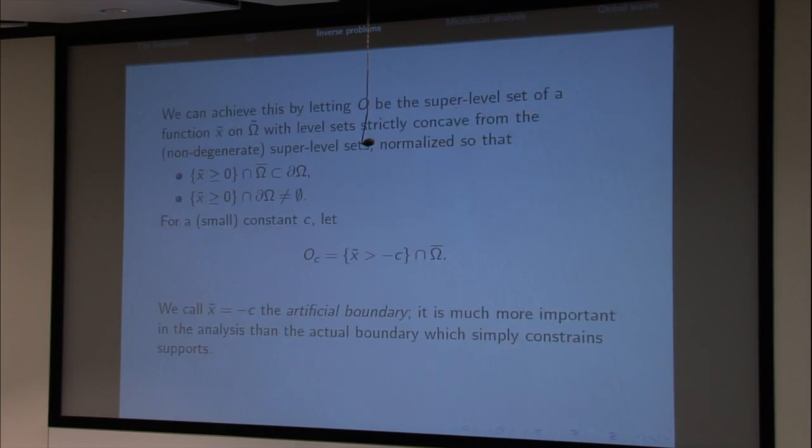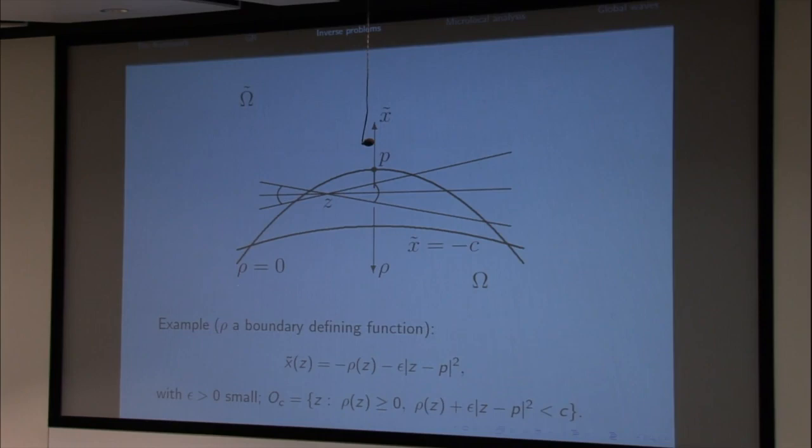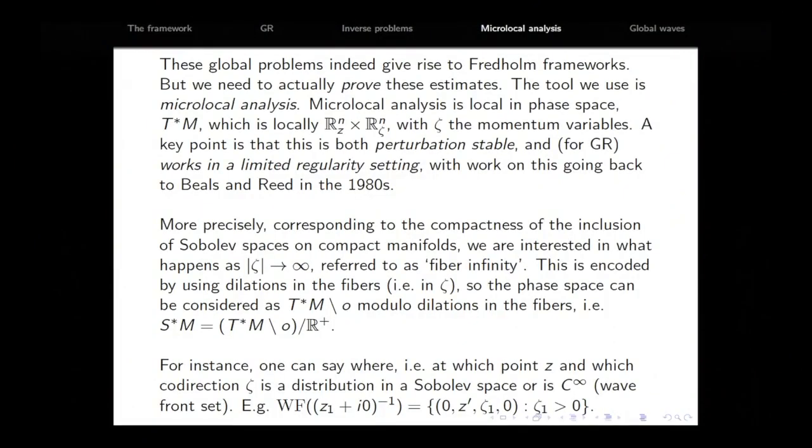So this new boundary I introduced, so I'm putting minus here. Okay, so this is the artificial boundary. It's not in the original problem. Just like Cauchy hypersurfaces don't exist in nature, this is artificial. But in terms of the analysis, it's more important than the original boundary, which is the constraint support. Okay, there are lots of examples.